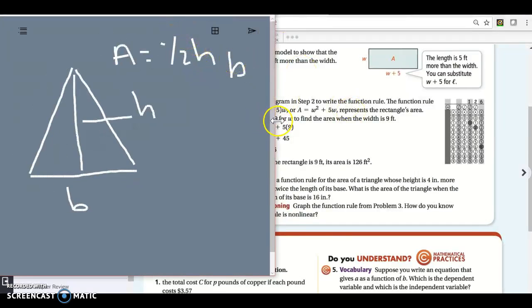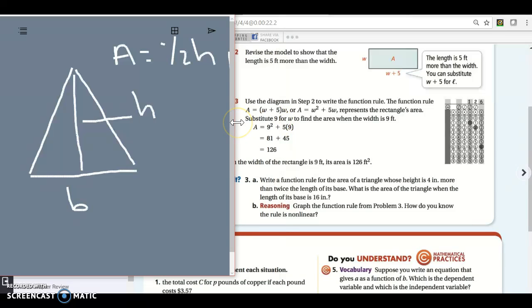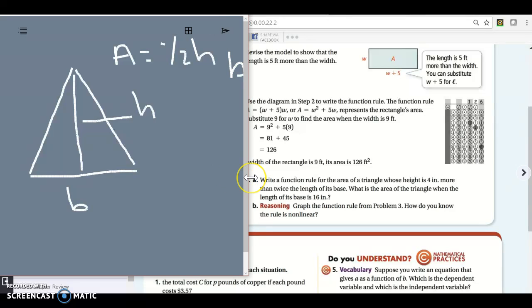Trying to read more of the problem. All right. So it says, write a function rule for the area of a triangle whose height is 4 inches more than twice the length of its base. Okay, so my new height, and I can't just do it like they do, I have to write it out like this.